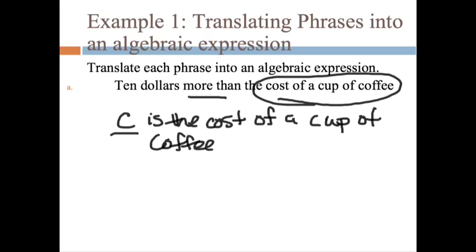Some students get a little lazy and they'll do things like this. C is coffee. Not exactly what we're talking about. Since we're dealing with dollars in this problem, we really need to make sure that C represents the same thing that we're dealing with. And since here we're talking about 10 more, our algebraic expression for this one will be C plus 10.